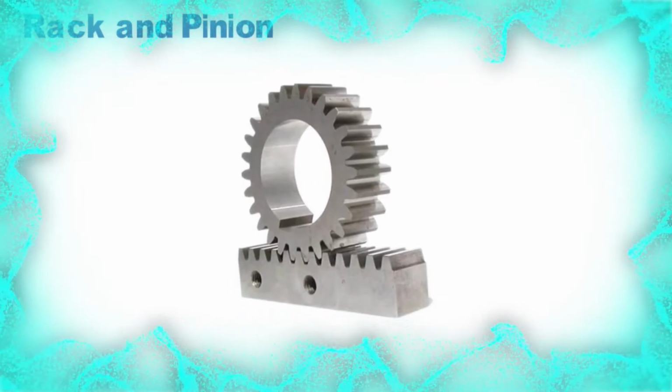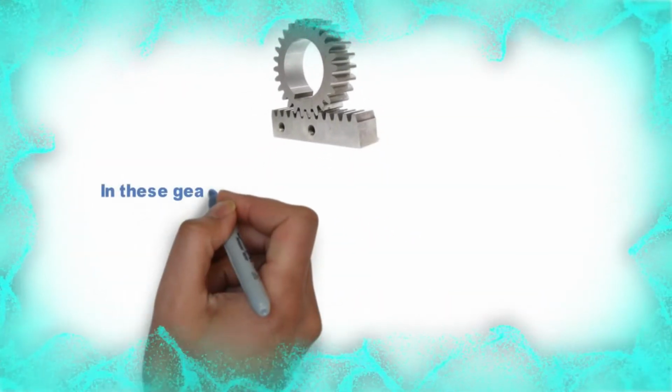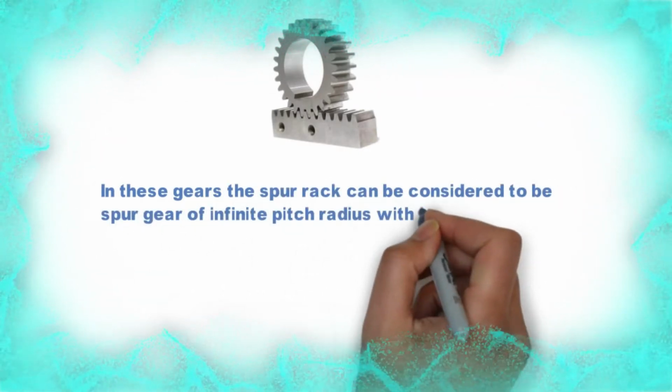Rack and pinion. In these gears, the spur rack can be considered to be a spur gear of infinite pitch radius with its axis of rotation placed at infinity parallel to that of the pinion. The pinion rotates while the rack translates.